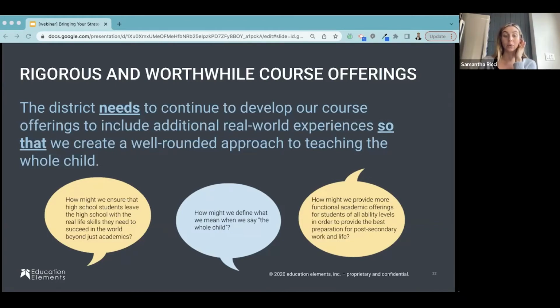How might we define what we mean when we say the whole child? And how might we provide more functional academic offerings for students of all ability levels in order to provide the best preparation for post-secondary work and life? So again, y'all, just want to name, these are just big ideas that people have come up with, and you can start answering these questions, and it really gives a pathway to start creating ideas around what the strategic plan pillars might look like. Do you want to go to the next slide, Ronnie?